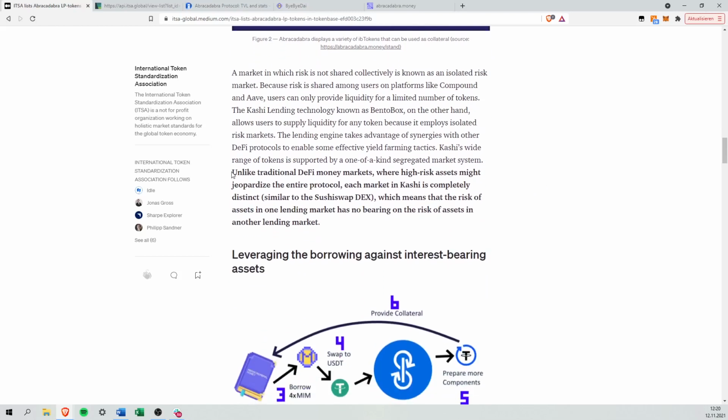And then, unlike traditional DeFi money markets where high-risk assets might jeopardize the entire protocol, each market in Kashi is completely distinct, similar to the SushiSwap DEX, which means that the risk of assets in one lending market has no bearing on the risk of assets in other lending markets. And this is, again, as I just explained before, something which is very different to MakerDAO, because MakerDAO has a multi-collateral DAI, so all the assets that are deposited basically back the DAI. And this is again different from Abracadabra, which has isolated risk markets.